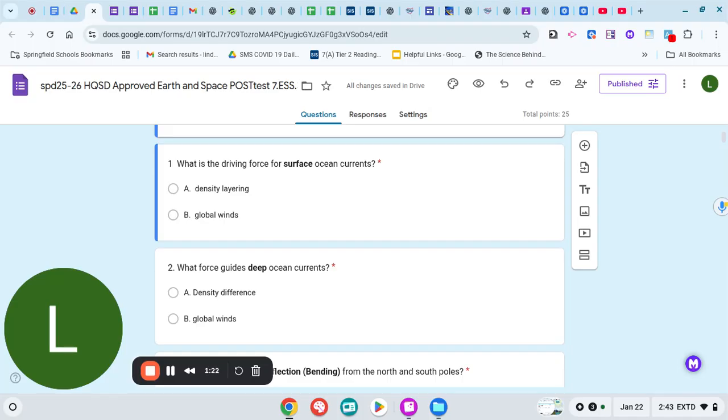Number 2, what force guides deep ocean currents? Notice it's in bold, the word deep, because that will help you answer it. Is it A, density difference, or B, global winds? Again, what force guides deep ocean currents? A, density differences, or B, global winds? Pause the video, scroll, answer, come back, and unpause the video for number 3.